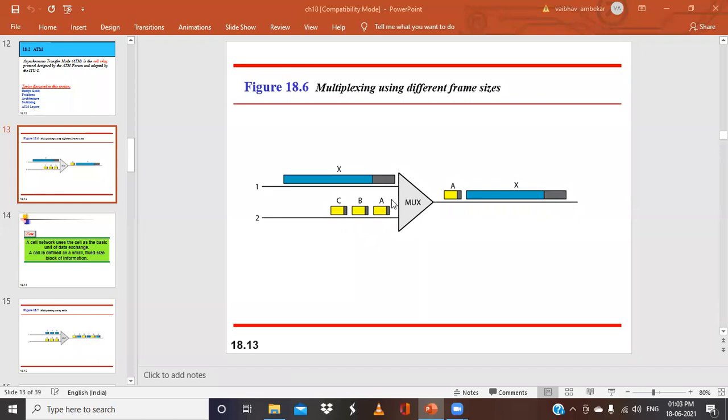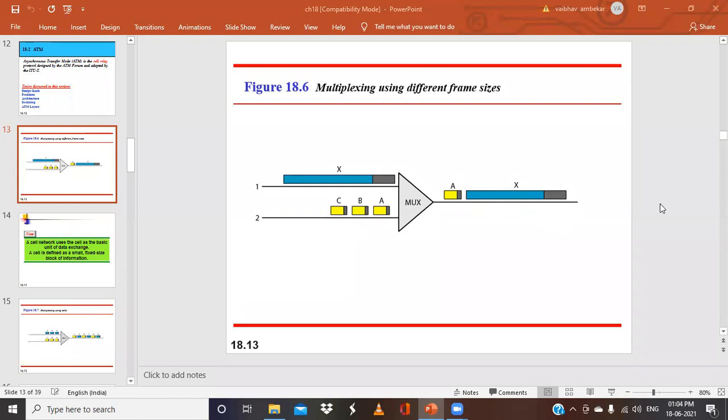Because of this, ABC has to wait. Assume that if you consider the priorities, the priority of the frames ABC is much more important than the priority of X, but still the frames ABC have to wait until the entire X frame has been transmitted. Once the entire frame X has been transmitted, then the frame ABC can be transmitted. So this was the problem that we had.